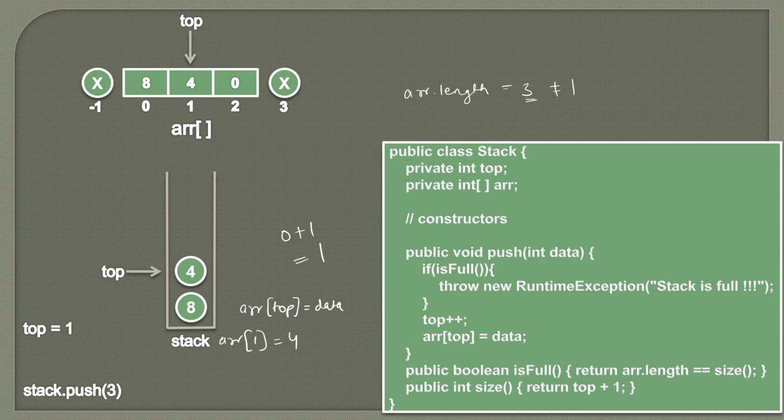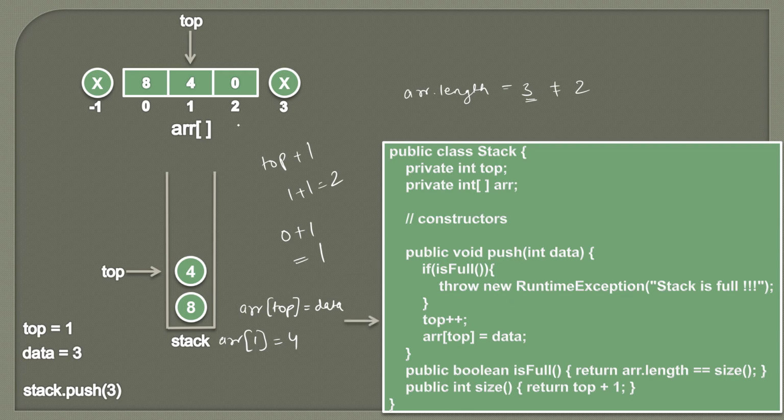Now let's say you want to push a value 3. So the data is 3. We check whether the stack is full or not. So array.length is 3. And the size of the stack is 2, which is top plus 1. So the value of top is 1. 1 plus 1 is 2, which states that the stack has 2 elements. So this method will return 2. And 3 is not equal to 2. So this method will return a false value. So this if block won't get executed.